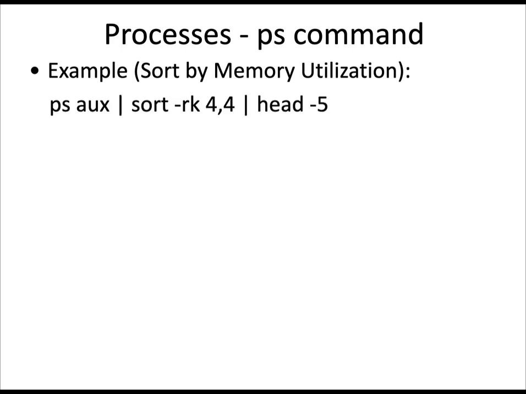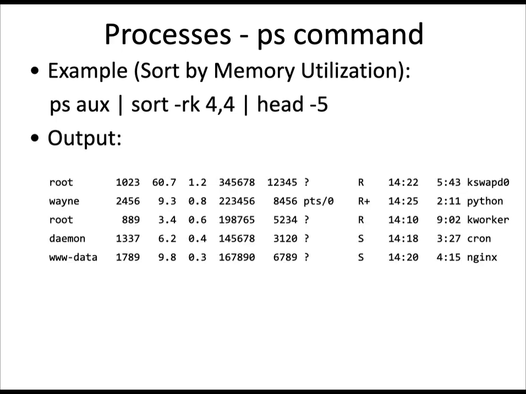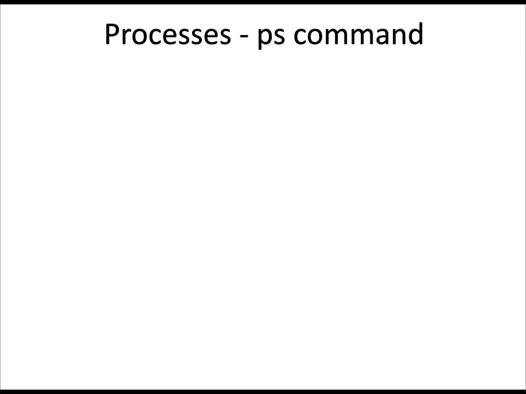We can do the same thing, sorting by memory utilization. That is column 4. So the only thing different here is that instead of sorting on column 3 like we did in the previous example, we're sorting on column 4. And the output would be this. There's something called kswapd0 running as root, consuming 61% of the memory. And then we have a Python program below that using about 9% of memory. So we might want to investigate some of these processes to see if they are legitimate or not.